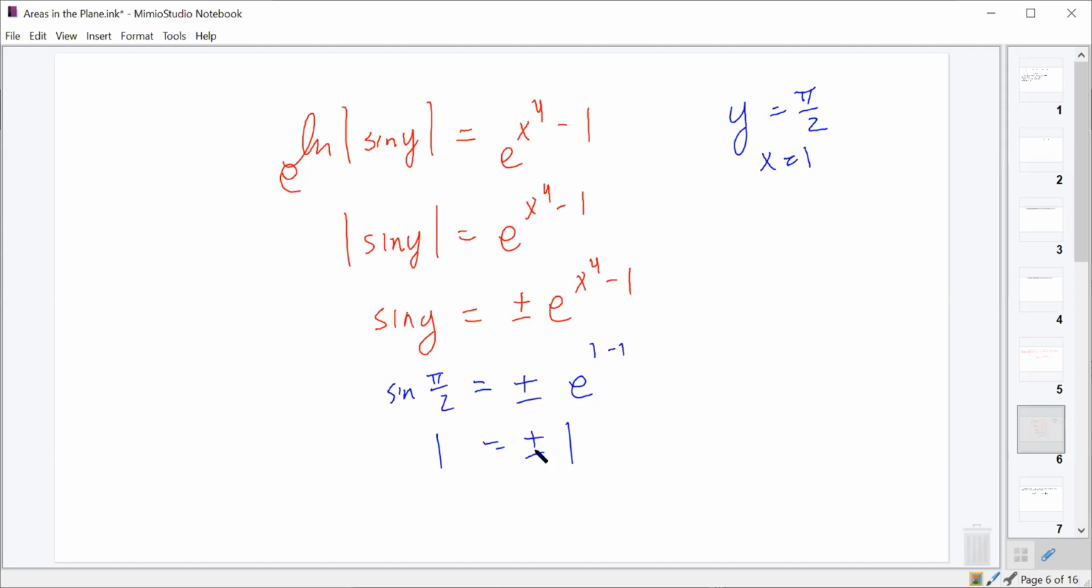Why do you choose the positive one for this one? Because of the initial condition, right? We plug in pi over 2, we get 1 over here. So we have to get positive 1 over here, not negative 1. Does that make sense? Yeah. Okay. Anybody else? Any other questions on the separable differential equation stuff?